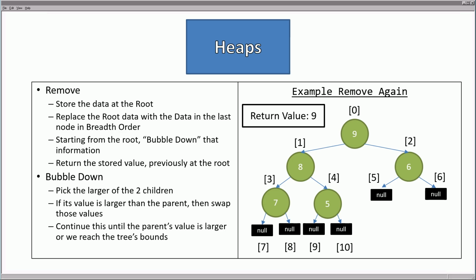And again, we find the last node in breadth order. Scanning through this again, we can see that this is the value that we're concerned with. Now, we replace the root value with this value, like that. Then we start to bubble down. Starting from index 0, 2 times 0 plus 1 is 1. So this is our left child, 8. 2 times 0 plus 2 is 2. This is our right child, 6. As this is a max heap, we choose the larger of the two, so we're going to pick this one. As we can see, 8 is greater than 5, so we must swap those values.